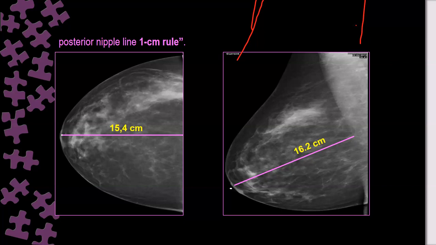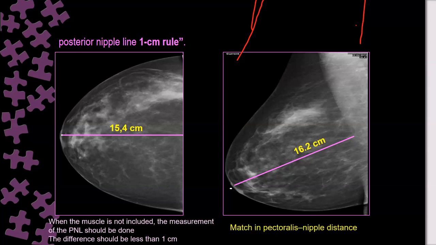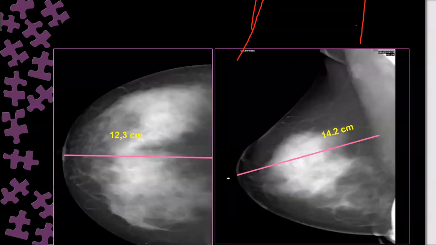So what about this case? The difference is 1.2 centimeters. Accepted. On the CC, the posterior nipple line is 15.4 and on MLO it is 16.2. The difference is 8 millimeters. So it is a match in posterior nipple line distance. No need for repetition. This is accepted. This is an adequate CC view.